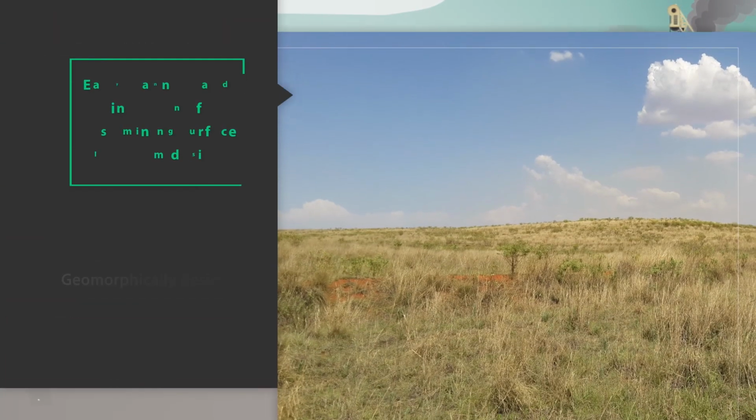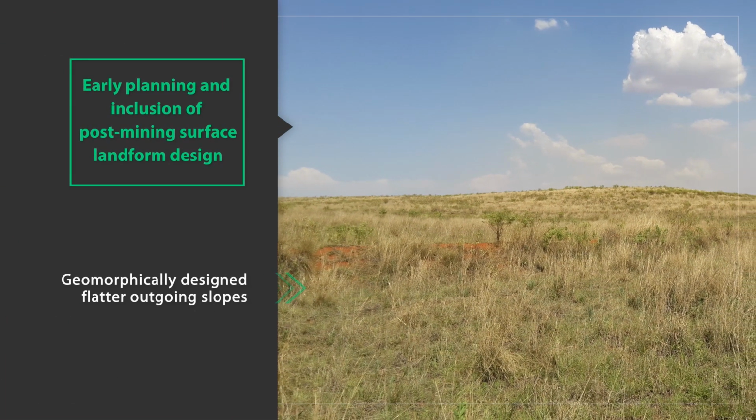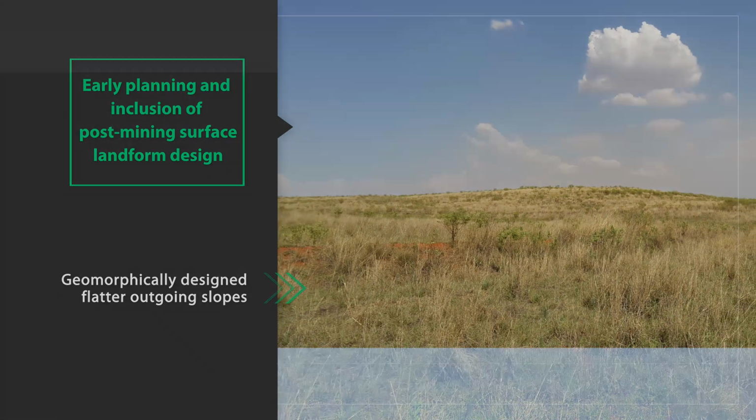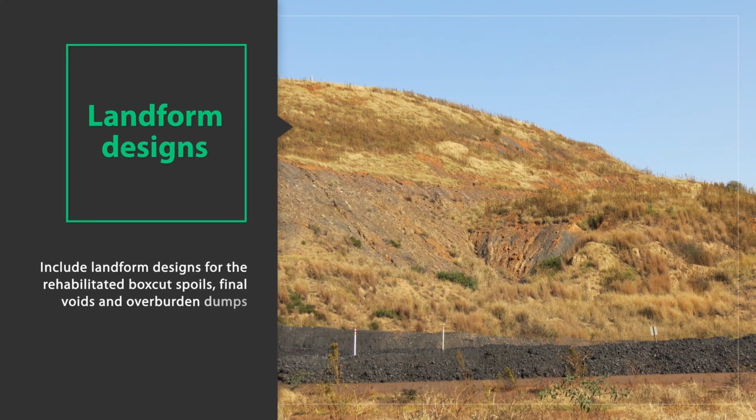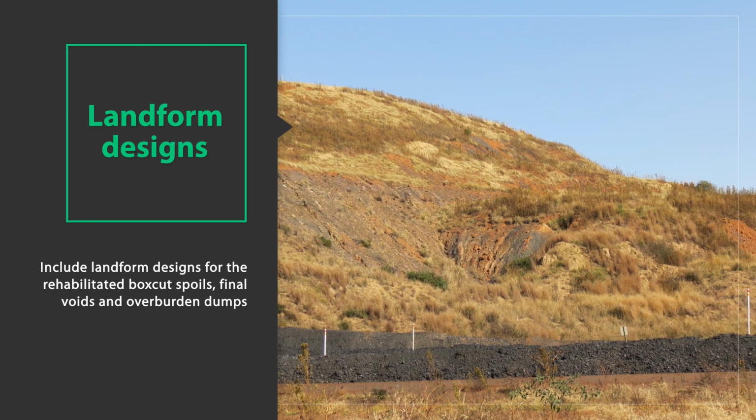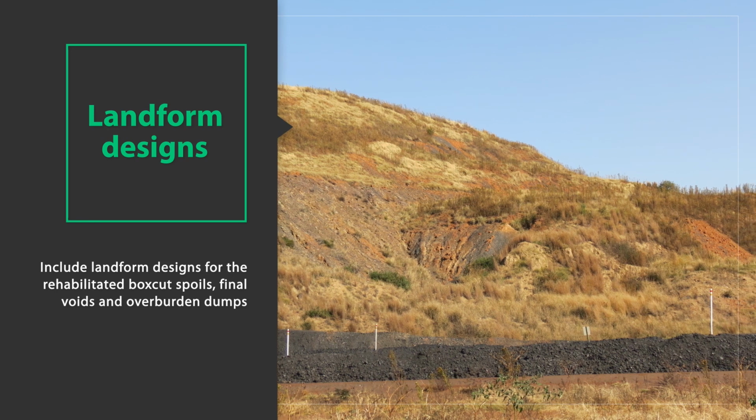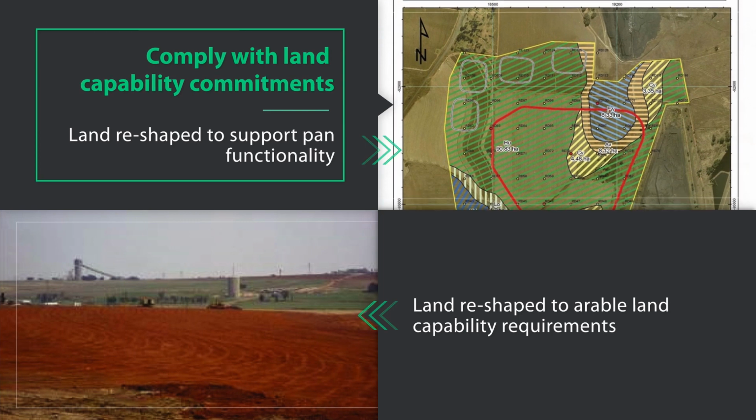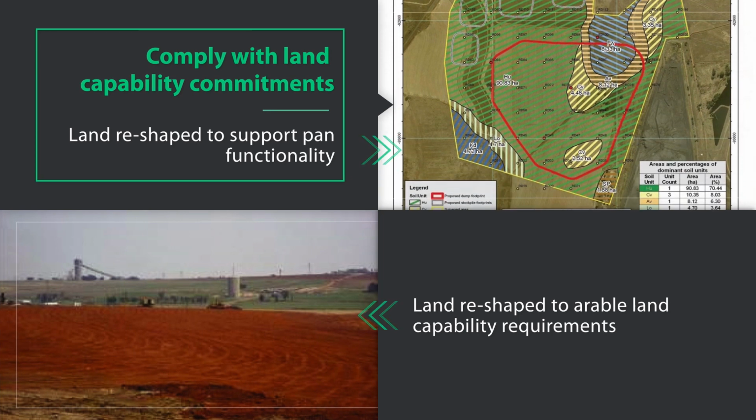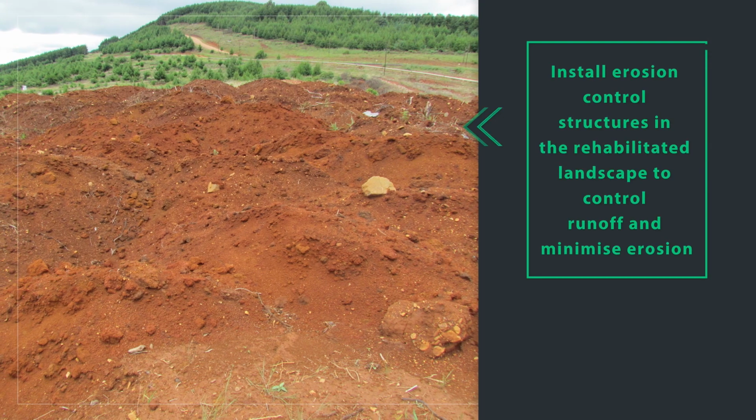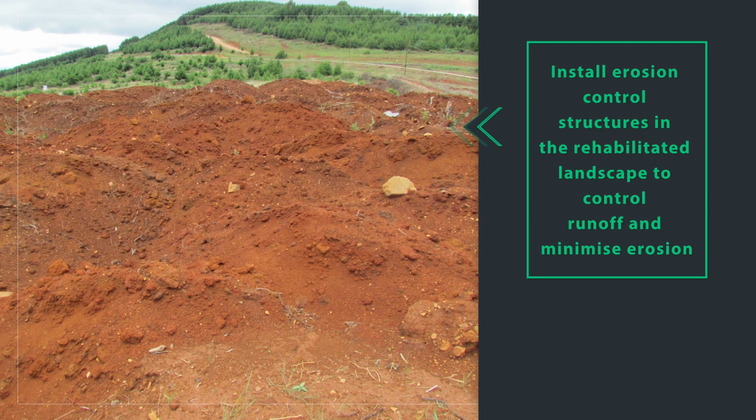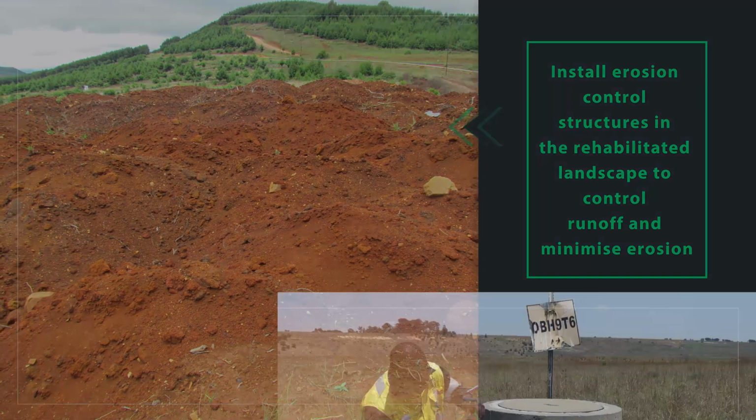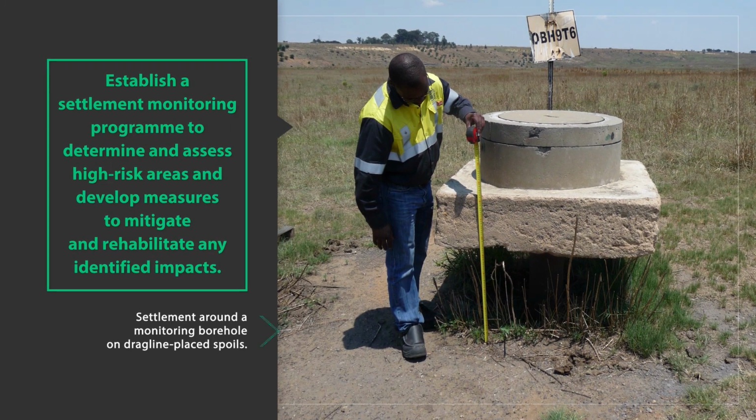Landform recreation actions are to develop a post-mining surface landform design at the planning stage. Include landform designs for the rehabilitated box-cut spoils, final voids, and overburden dumps if these remain at closure. Comply with land capability commitments. Reduce slope length on large overburden mounds or in rehabilitated areas with excessive slope length by increasing drainage density. Manage the effects of surface settlement on the reprofiled landscape.